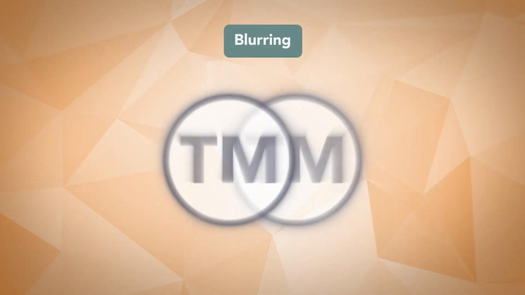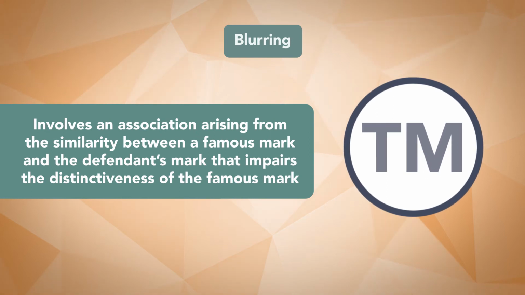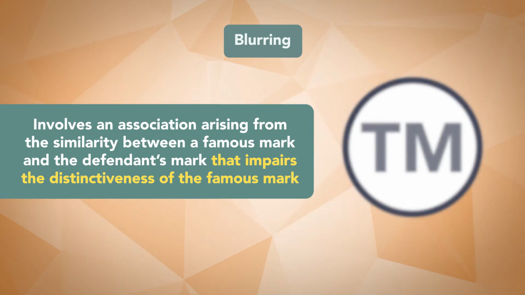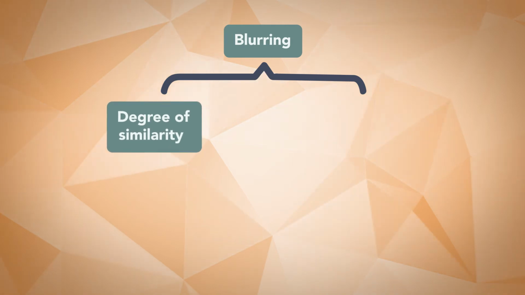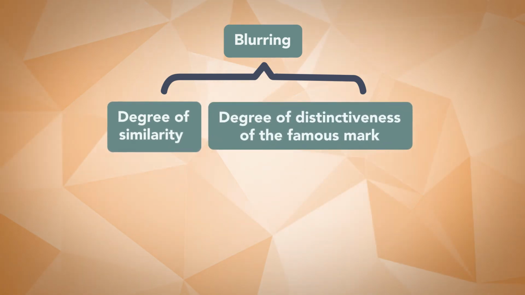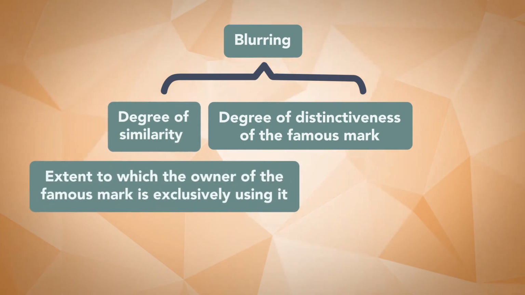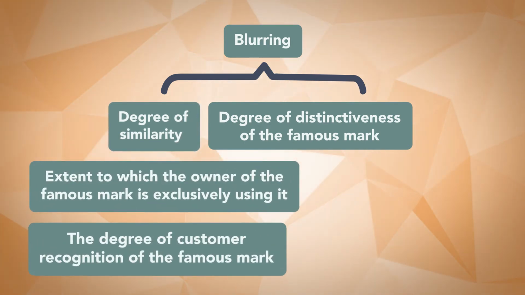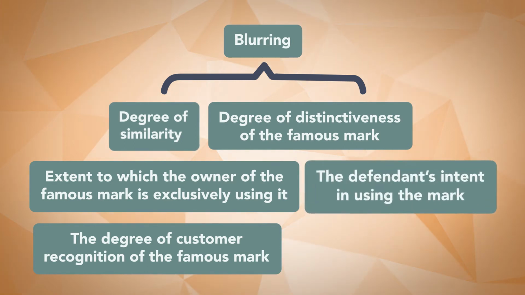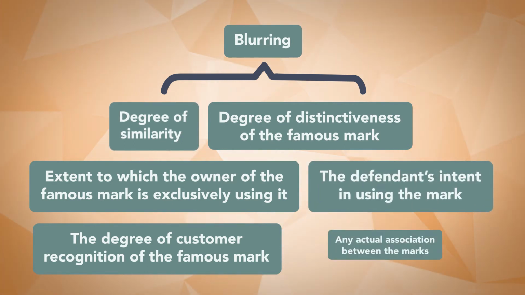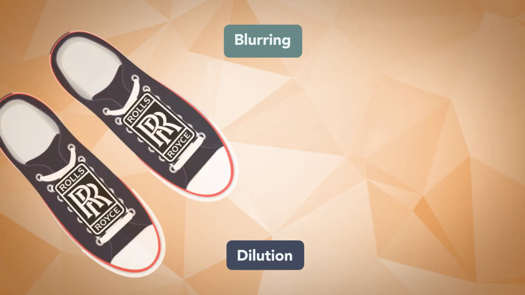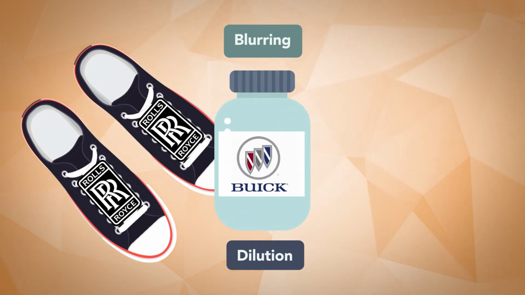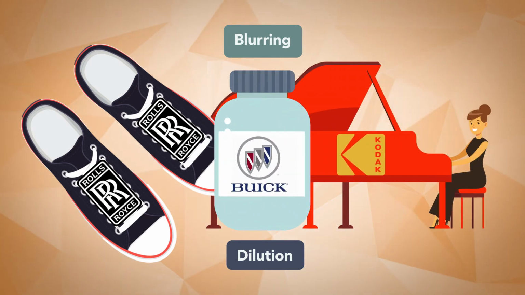Dilution by blurring involves an association arising from a similarity between a famous mark and the defendant's mark that impairs the distinctiveness of the famous mark. The following are relevant factors: the degree of similarity between the marks, the degree of distinctiveness of the famous mark, the extent to which the owner of the famous mark is exclusively using it, the degree of customer recognition of the famous mark, the defendant's intent in using the mark, and any actual association between the marks. For example, dilution may be found if someone tried to market Rolls-Royce shoes, Buick aspirin, or Kodak pianos.